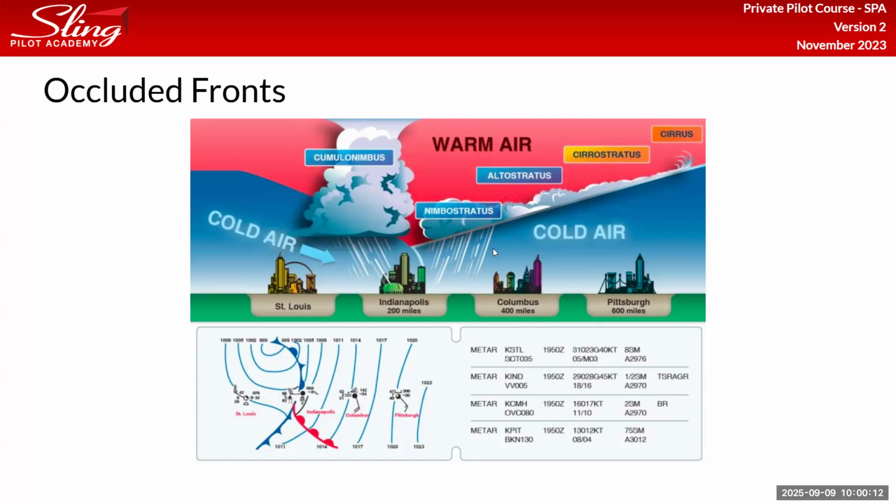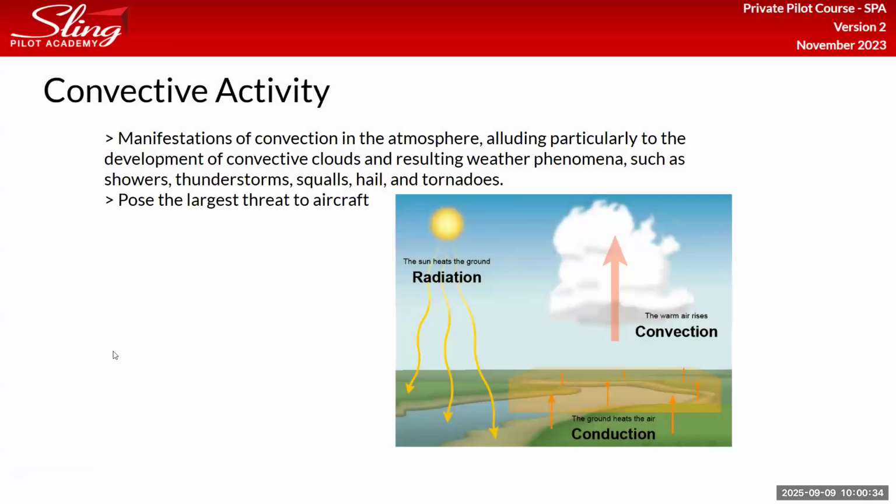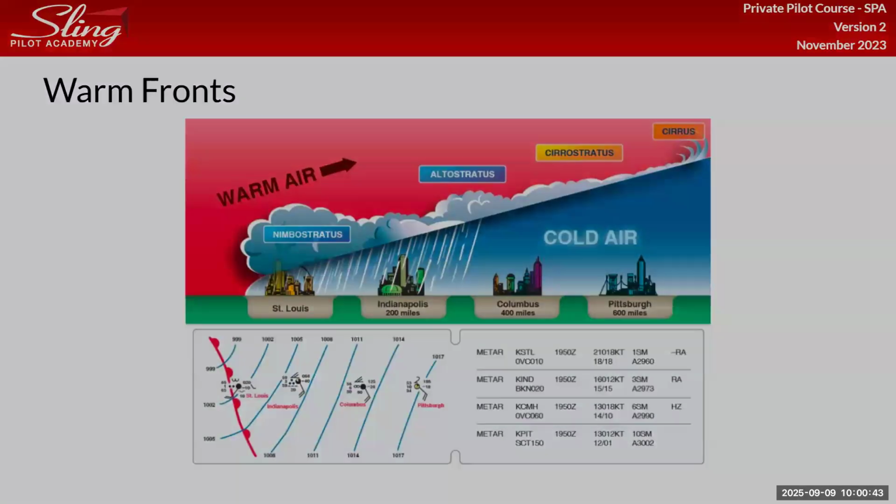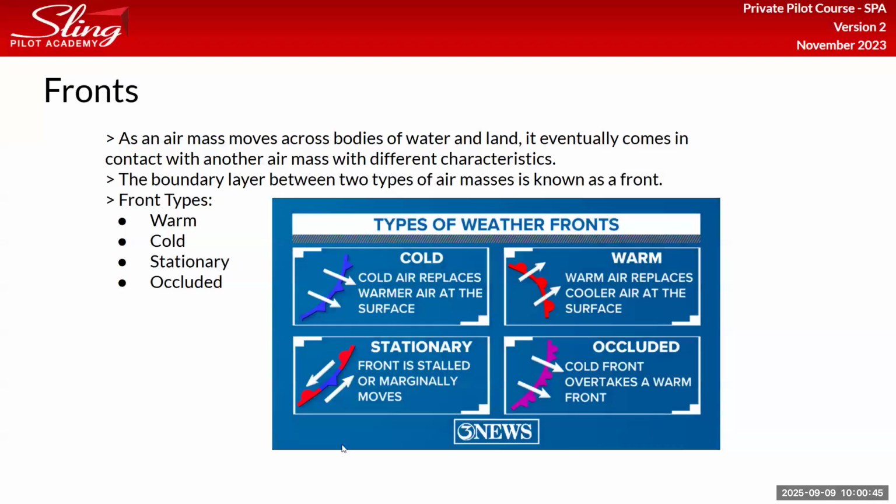You see cold air on this side is coming in really fast, pushes up warm air. It's got more cold air on the other side. So it's two cold air masses sandwiching a warm air mass upwards. This is the purple line for an occluded front. Cold front overtakes a warm front.